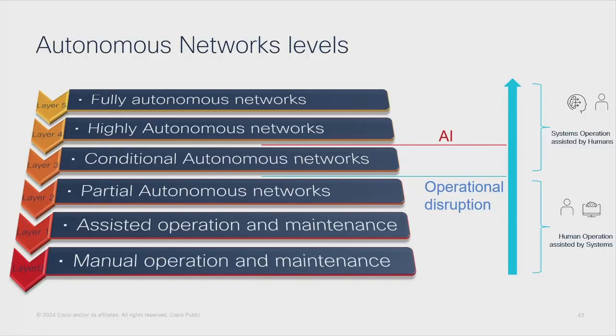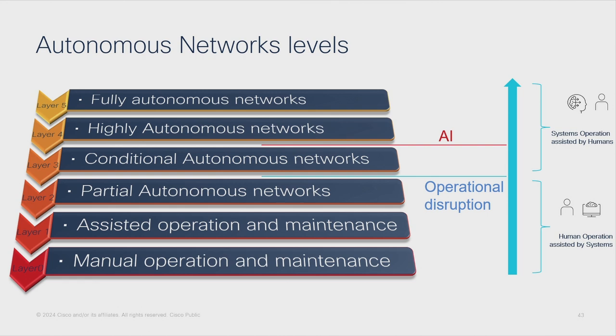Here they are. So if we go from one extreme side to the other, we have level 0, where everything is completely manual. Manual operations, manual maintenance. On the opposite side, we have fully autonomous networks where basically the operator is barely interacting with the network. And obviously, in between, we have different shades of gray.